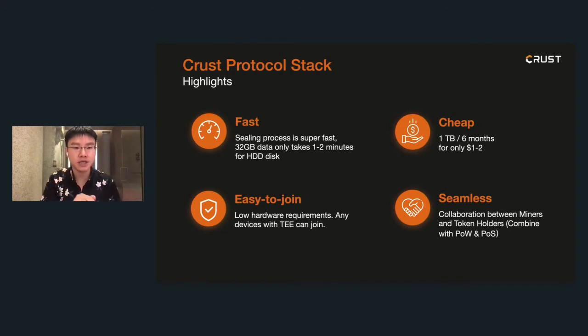The third highlight is that the Crust network is super easy to join, because we do not require any special hardware. Any device with TEE can just join. And the fourth thing is the GPOS protocol, which lets miners and token holders cooperate with each other. The miners provide the storage and the token holders guarantee the node.